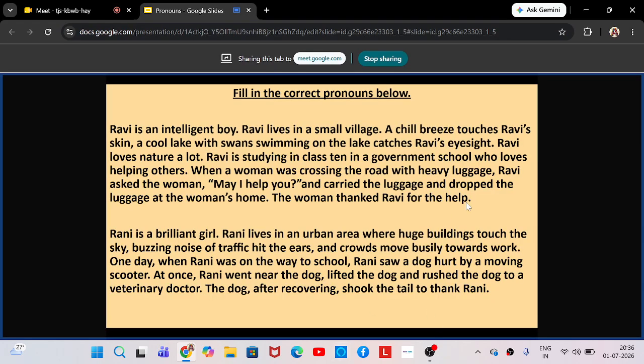Okay, so now second one. Those who are interested can raise your hands. I will read the passage once, okay? Rani is a brilliant girl. Rani lives in an urban area where huge buildings touch the sky, buzzing noise of traffic hit the ears, and crowds move busily towards work. One day, when Rani was on the way to school, Rani saw a dog hurt by a moving scooter. At once, Rani went near the dog, lifted the dog, and rushed the dog to a veterinary doctor. The dog, after recovering, shook the tail to thank Rani.